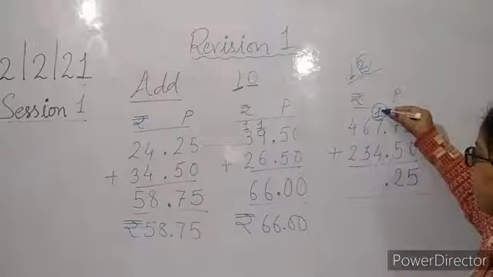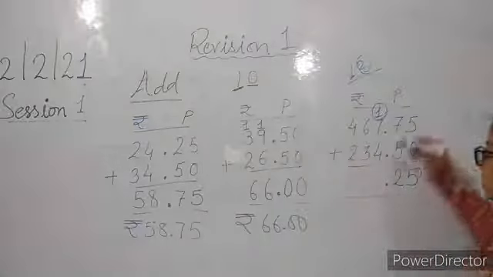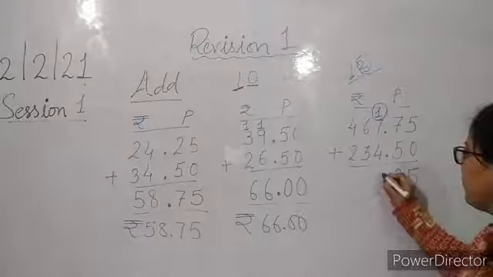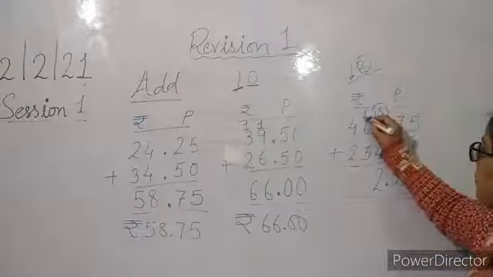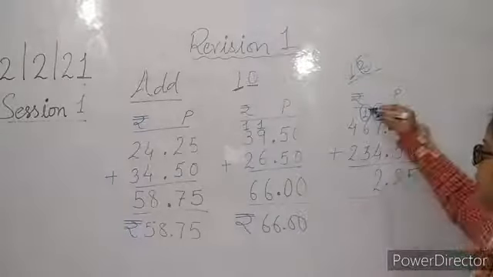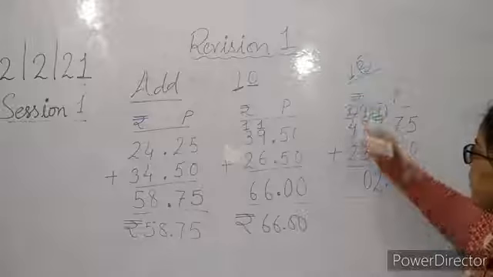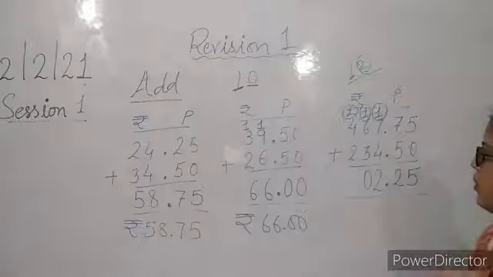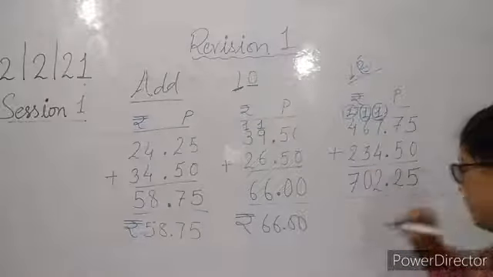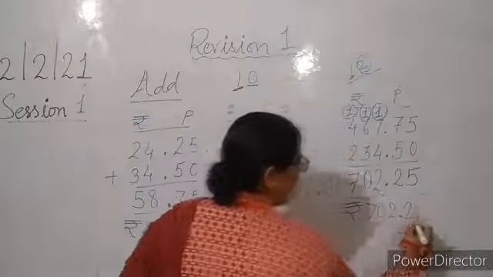Now we'll add this carried over number with the numbers given at the first place. So 7 plus 4 is 11 and 11 plus 1 is 12. So write 2 and carry over 1 to the next place. Then 6 plus 3, 9. 9 plus 1, 10. Write 0 in the answer line and carry 1 to the next place again. Now here 4 plus 2 plus 1. So 4 plus 2 is 6 and 6 plus 1 is 7. So what is the total amount? It is rupees 702 and 25 paise.